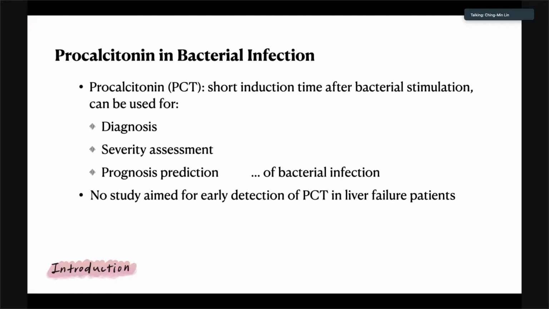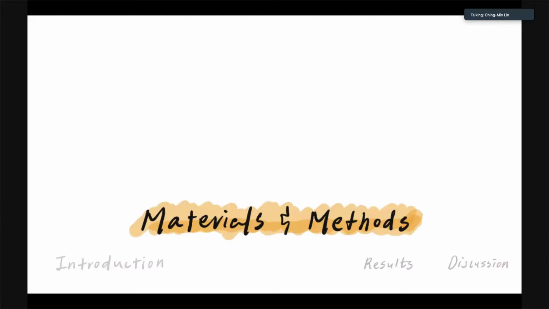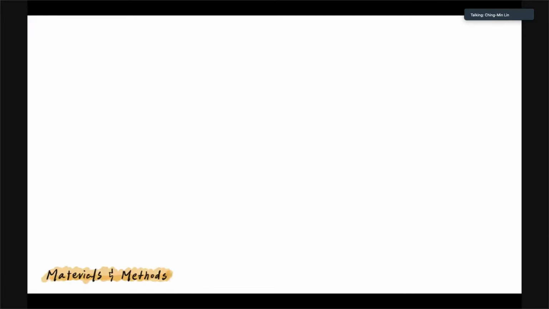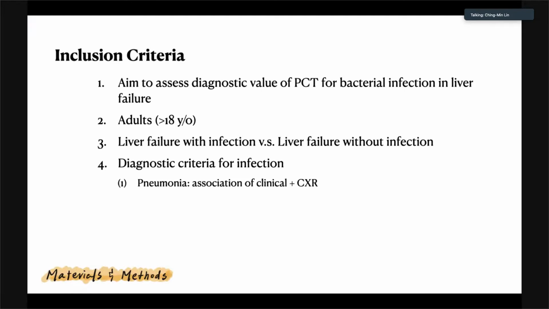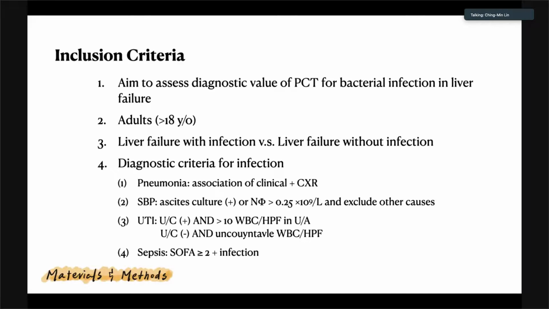The author is going to conduct the meta-analysis to find a solution for this problem. So the authors searched the databases listed above, using methods like those in the presentation. Their inclusion criteria: first of all, these studies should aim to assess the diagnostic value of procalcitonin for bacterial infections in liver failure patients.